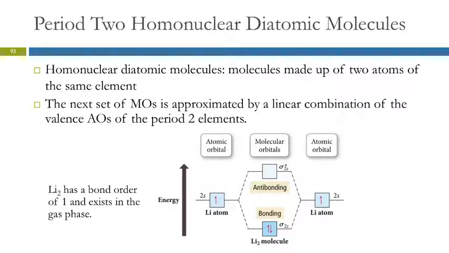So the bond order here is also 1. Bond order is the number of electrons in the bonding orbitals minus the number in the antibonding orbitals divided by 2, which equals 1. Yes? So are we going to talk about the p portion? We're going to go all the way to neon. Ne2. Yep.